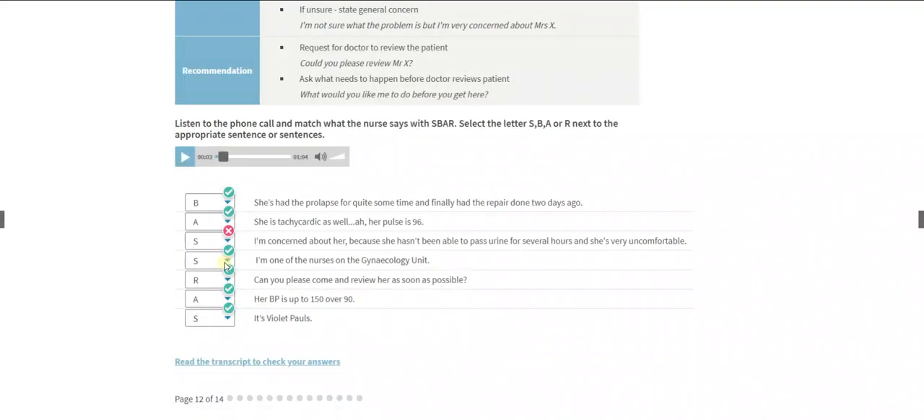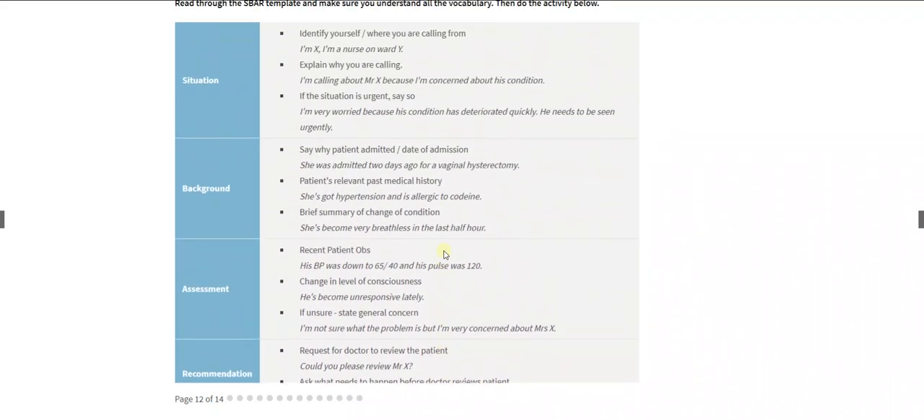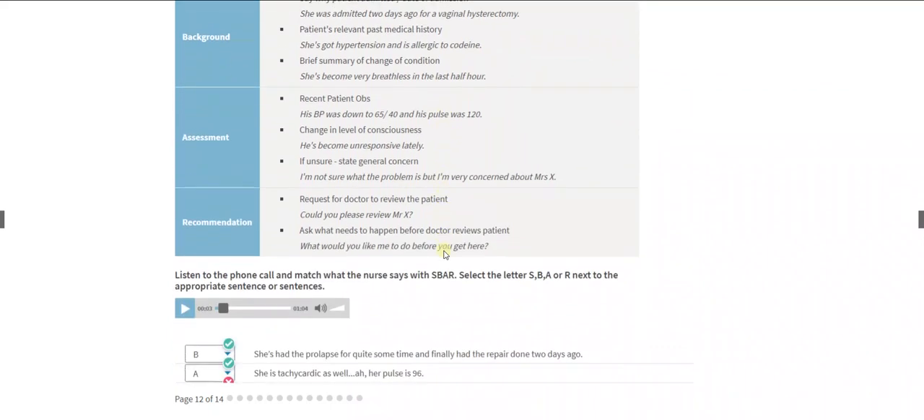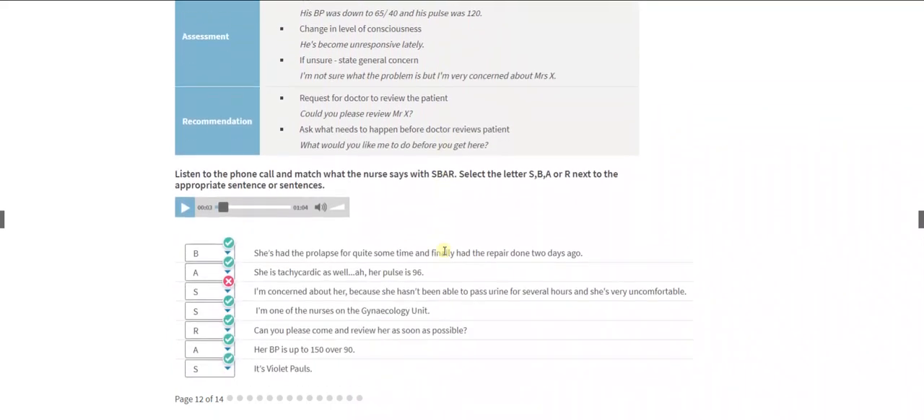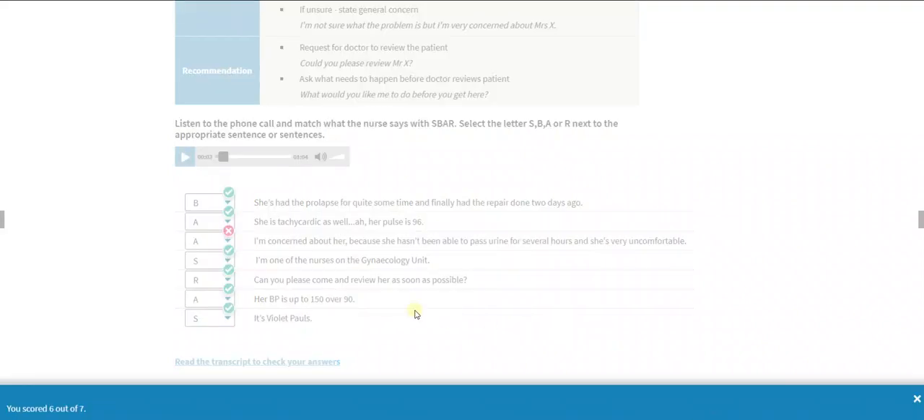What is that red mark? I am concerned about her, but the situation is because she hasn't been able to pass urine for several hours. If it is not situation, then it is background only. Or assessment. She hasn't been able to pass urine for several hours and she is very uncomfortable. I think assessment. So here I am selecting it. Now I am going to check again.